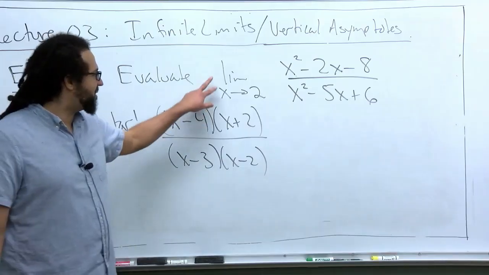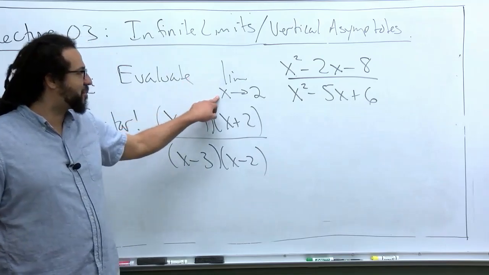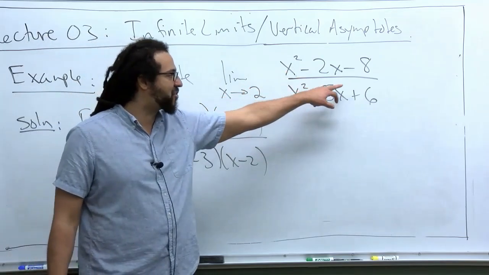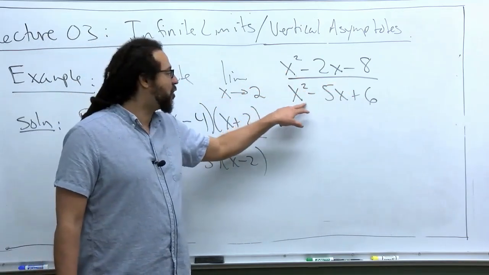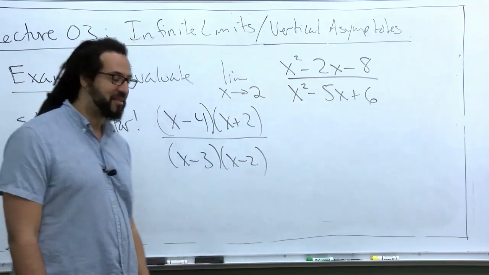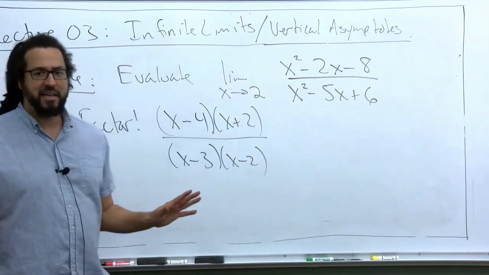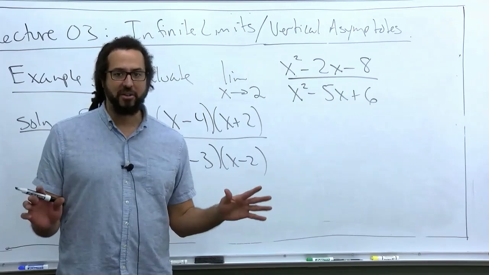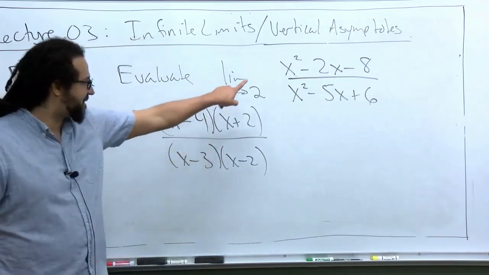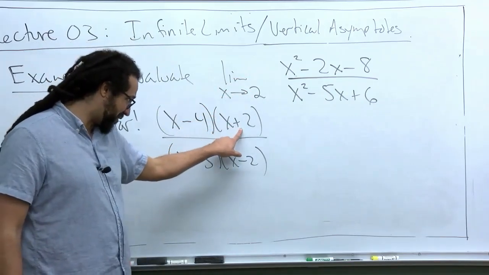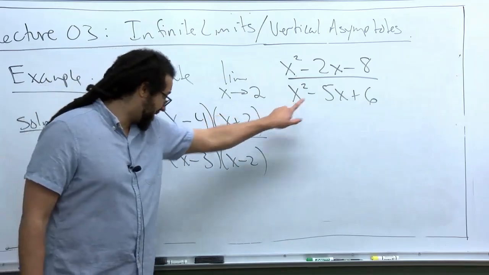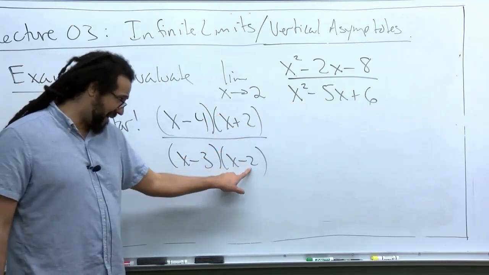Let's evaluate this two-sided limit. The limit as x approaches 2 of (x squared minus 2x minus 8) over (x squared minus 5x plus 6). So I would say whenever possible, factor first. I'm going to factor this: x minus 4 times x plus 2, and then the denominator factors as x minus 3 times x minus 2.